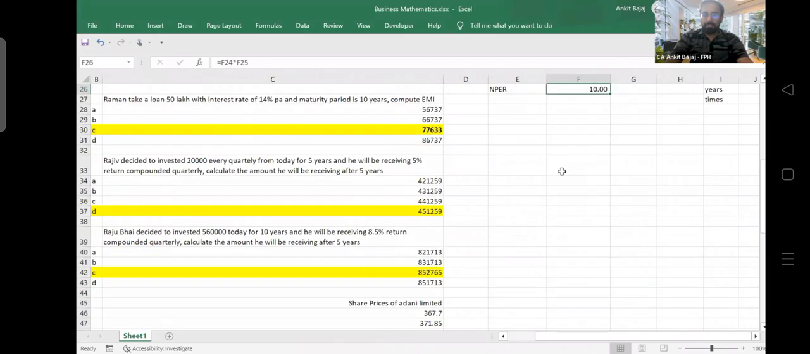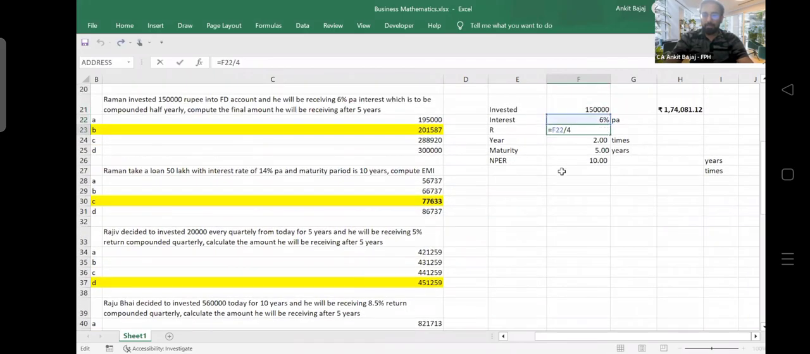So instead of 4 times compounding, here 2 times compounding will take place, right? And there will be a change in the interest rate. The interest rate is now going to be divided by 2. So what is going to be the answer? The answer is going to be like 1000.